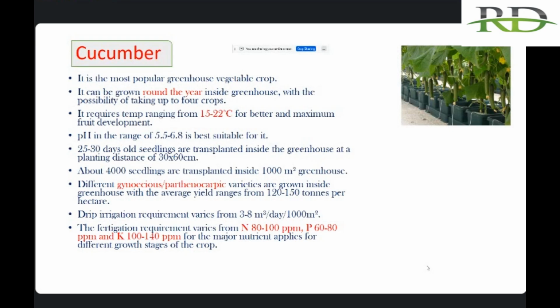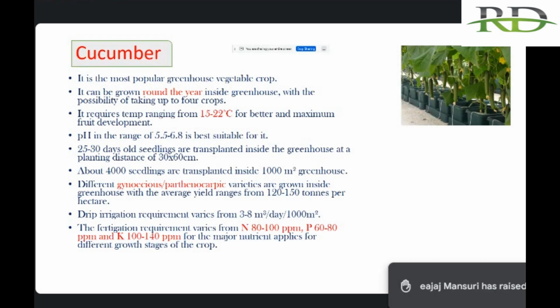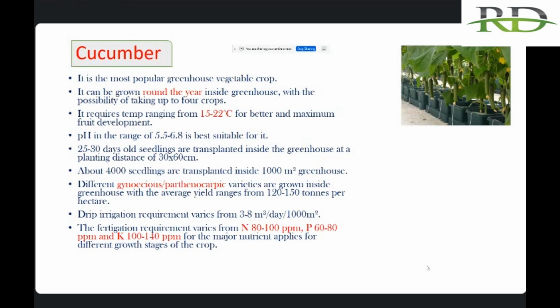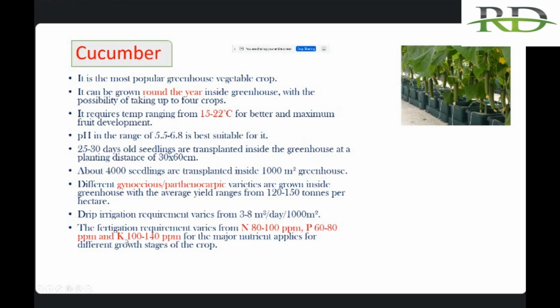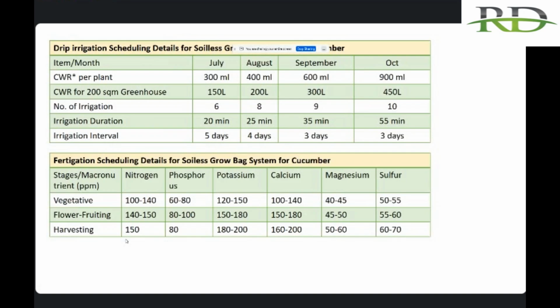The varieties which we take for hydroponics in cucumber are gynoecious and parthenocarpic varieties, and these can give a yield of 120 to 150 tons per hectare. The ideal fertigation for cucumber is 80 to 100 ppm of nitrogen, 60 to 80 ppm of phosphorus, and 100 to 140 ppm of potassium.